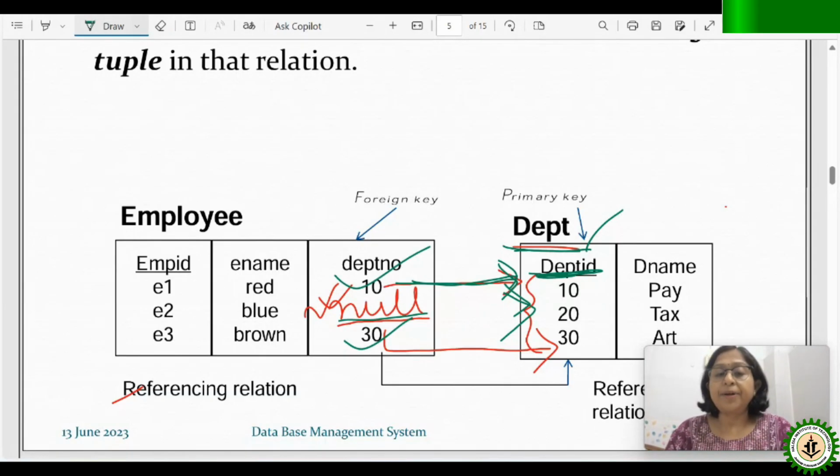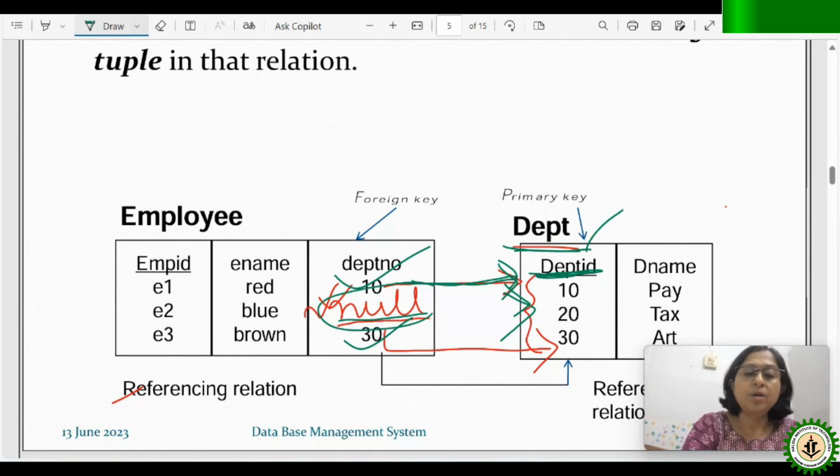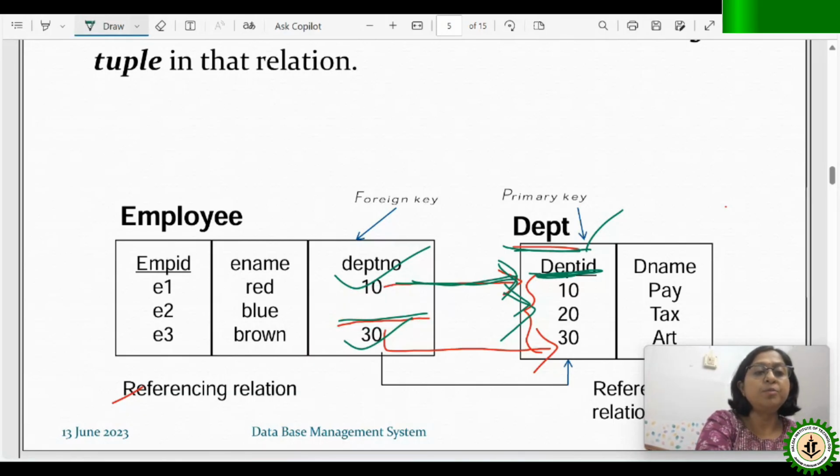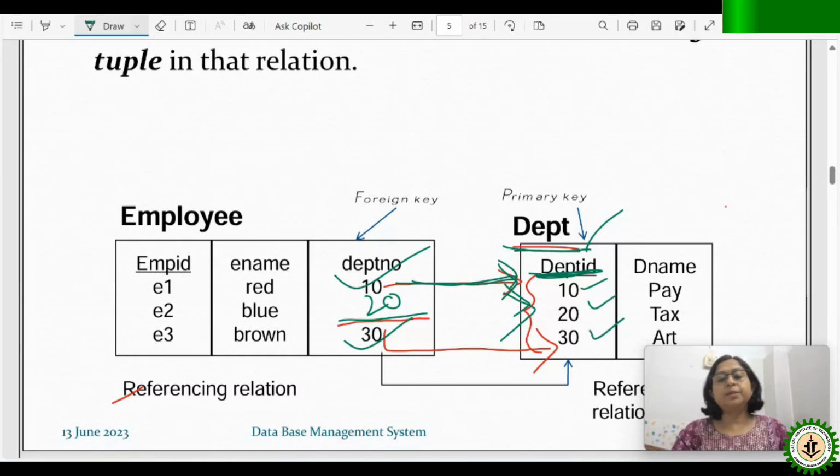Another point: a foreign key accepts null values. So later on, when the employee is posted in a particular department, at that point of time this null value will be removed, and it can have any value, either 10 or 20 or 30. Say we are placing the employee in department 20, so again it is referencing an existing tuple. This is the rule. So I think you have understood.